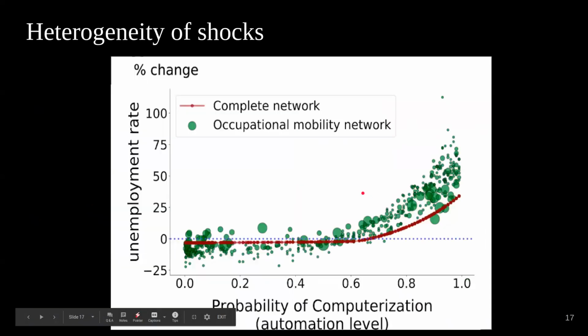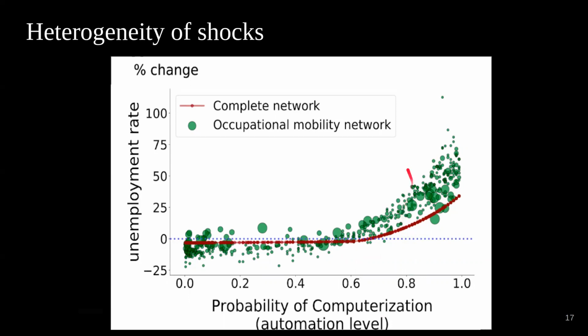Okay, but that's at the aggregate level. What happens for particular occupations? In this plot, dots are occupations, and we have the change in the unemployment rate and the probability of automation. So for the complete network, we see a straight relationship. The thing that determines how your unemployment changed is the probability of computerization.